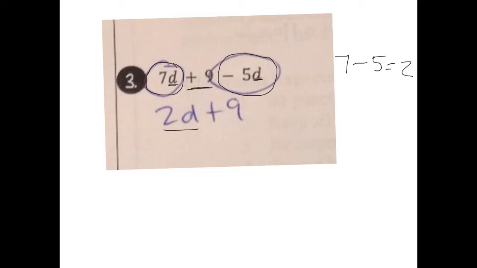And then this doesn't have anybody to combine with because there's nobody else with a last name of no name. See how that 9 has nothing beside it? And so this becomes your answer, 2D plus 9. You can't combine those guys because they're not in the same family. All right, let's take a look at the next one.